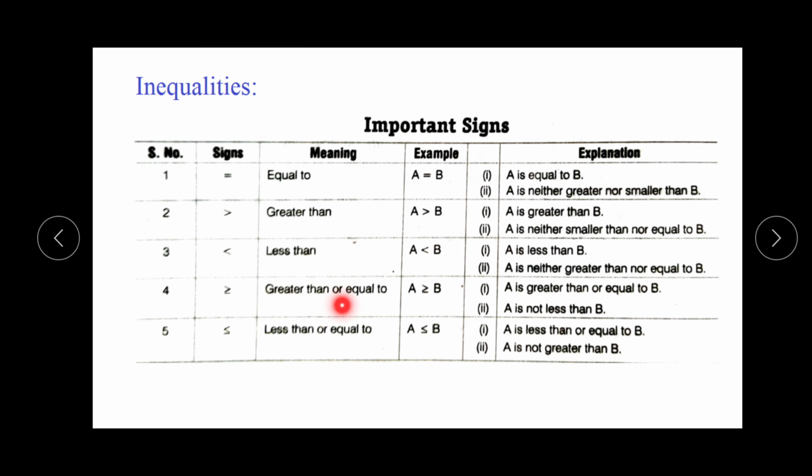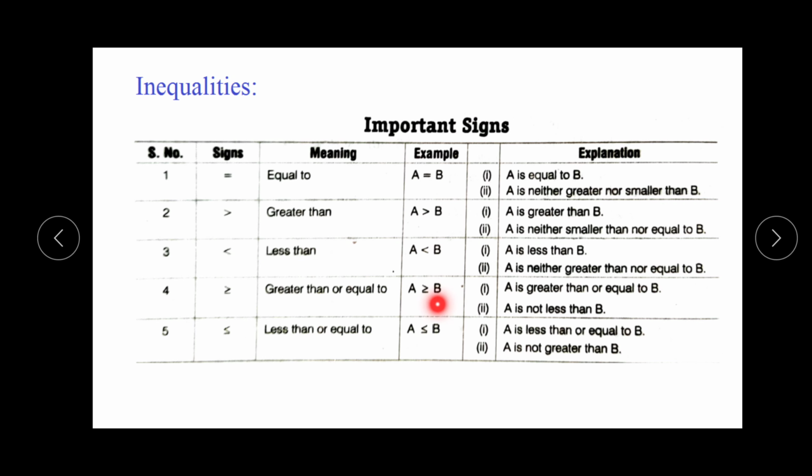This is the sign for greater than or equal to. A is greater than or equal to B. It means clearly that A is not less than B. It means A cannot be less than B, but we can say that A can be greater than B, or A is equal to B.